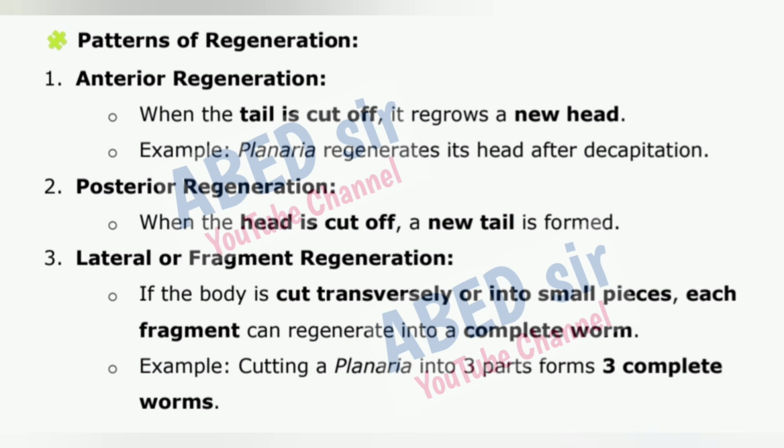Patterns of regeneration. 1. Anterior regeneration. When the tail is cut off, it regrows a new head. Example, planaria regenerates its head after decapitation. 2. Posterior regeneration. When the head is cut off, a new tail is formed. 3. Lateral or fragment regeneration. If the body is cut transversely or into small pieces, each fragment can regenerate into a complete worm. Example, cutting a planaria into 3 parts forms 3 complete worms.